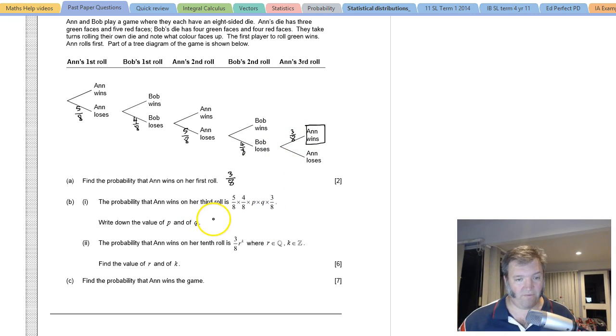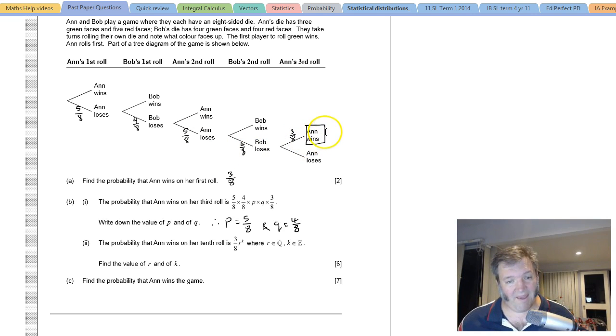All right, so therefore P equals 5/8 and Q equals 4/8. Now, given that multiplication is commutative, they probably have to accept it if you wrote them the other way around, but just keep them in the logical order. It makes sense. So 5/8 would be the third roll, 4/8 is the probability of Bob losing on the fourth roll. Anne's third roll is the 5th roll overall, and there we have it.